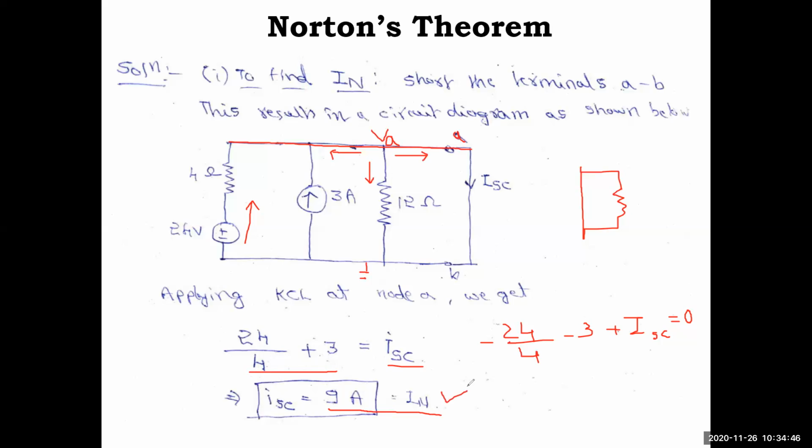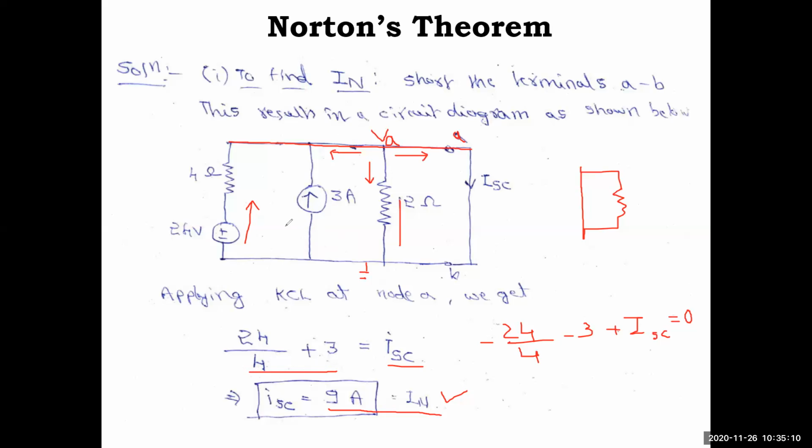which is nothing but the Norton's current. Hope it is clear. As we do problems, things will clarify. Since it is short circuited, no need to consider again this as VA by 12, because there is no voltage across it, because of the short circuit. Also here the current of 3 amps is already there, so it is considered because this is a current source equivalent circuit here.